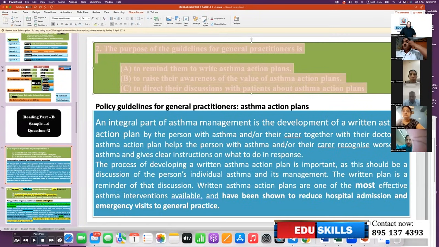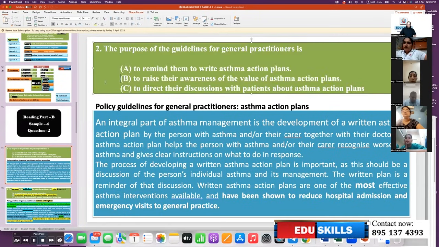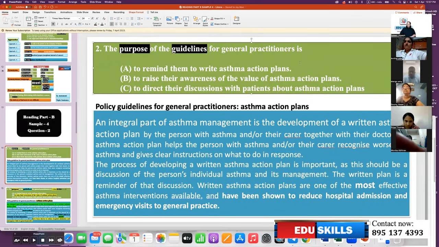We are going to Reading Part B, Sample 4, question number 2. The purpose of the guidelines for general practitioners is: A. To remind them to write asthma action plans. B. To raise their awareness of the value of asthma action plans. C. To direct their discussions with patients about asthma action plans. Now this is about purpose. Yes, purpose of the guidelines. Here it is guidelines for general practitioners.